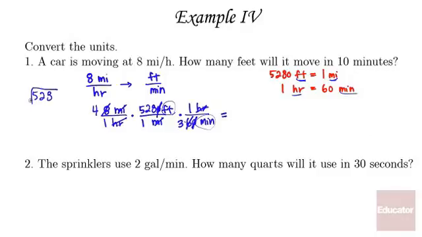So 528 divided by 3. This is 1. This becomes 3. Subtract it. You get 2. Bring this 2 down. 3 goes into 22 7 times. That's 21. 1. Bring down the 8. 3 times 6 is 18. So this goes away, and this became 176.